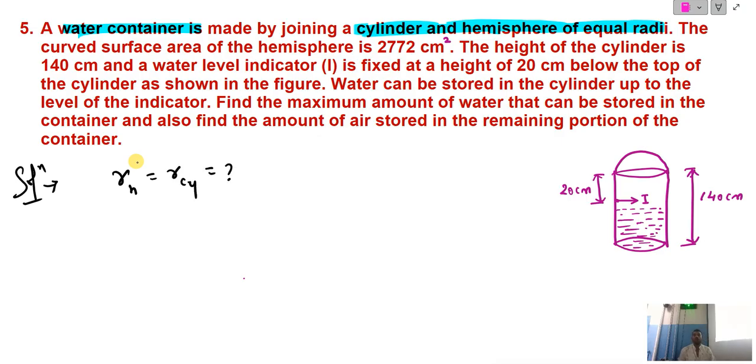They have not given the radius, but they are telling that both the radii are equal. It's not compulsory that they should give it. Even if you see the figure, you can understand both the radii are equal. Next, look at here. Very important.